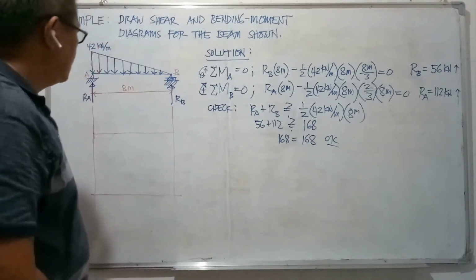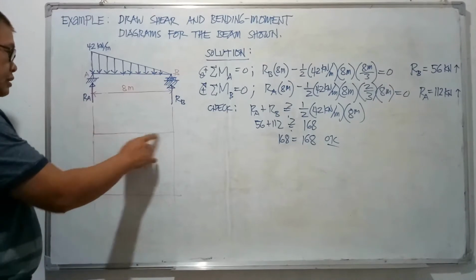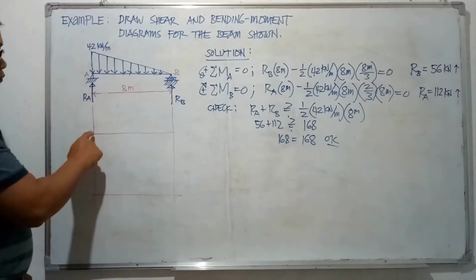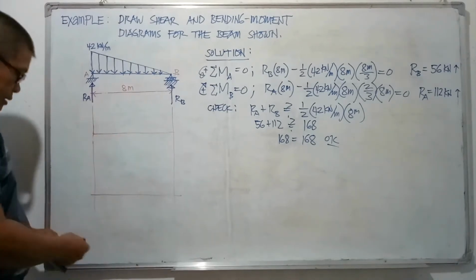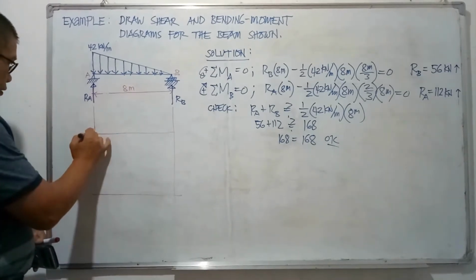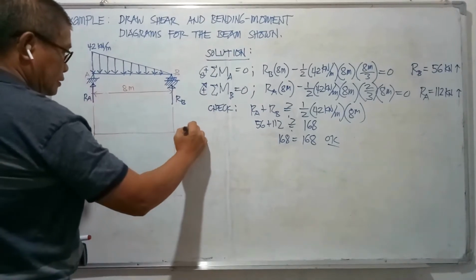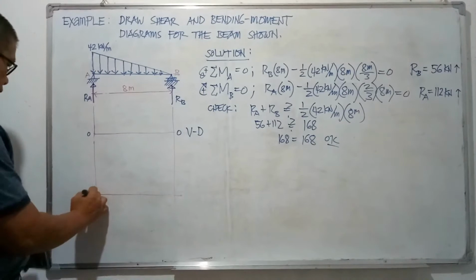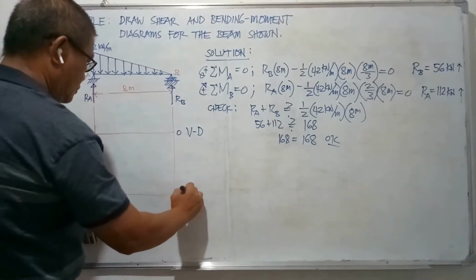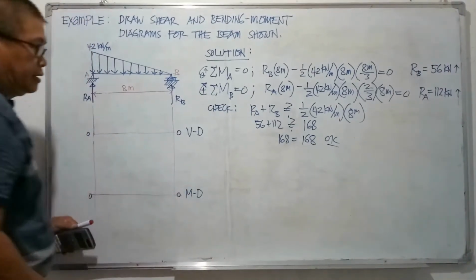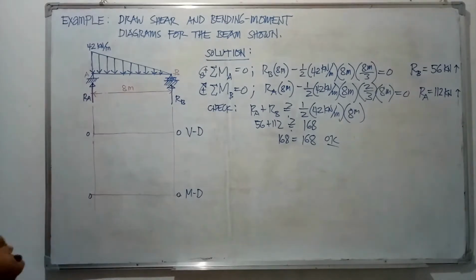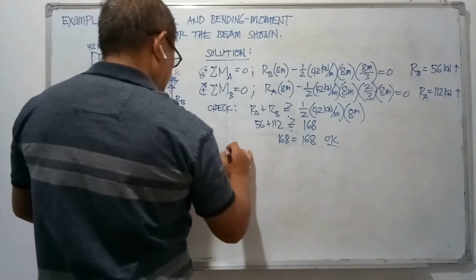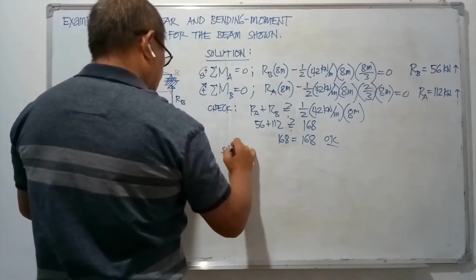So now we'll solve for the magnitude of the shear from point A to point B. This is our shear diagram. This will be our moment diagram. The shear diagram will have values. We'll compute first the shear values.